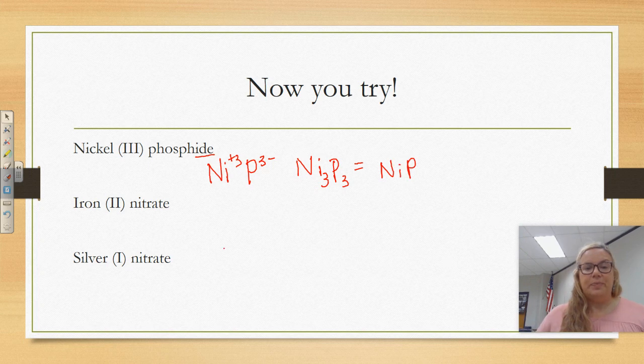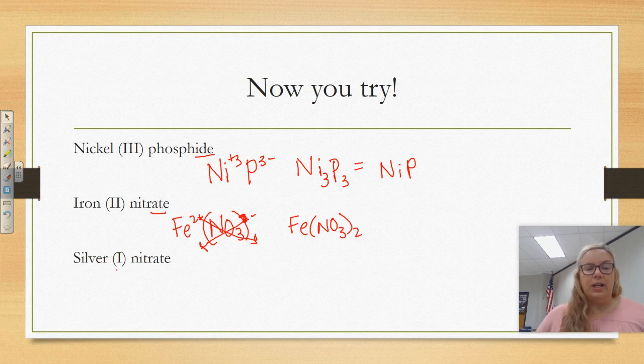Iron 2 nitrate. So I have Fe. Fe has a 2 plus charge. Look at my 8 here. 8 is NO3. And I've got a 1 minus charge. So I'm going to crisscross here. Bring my 2 to the outside. And my 1 comes here. So I have Fe. And then NO3 with a 2 on the outside.